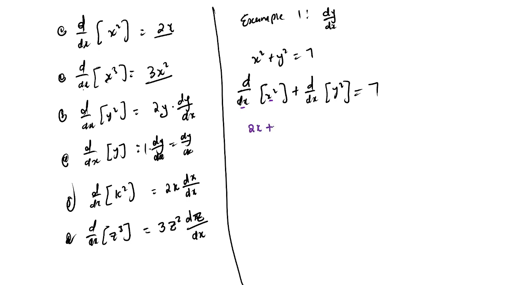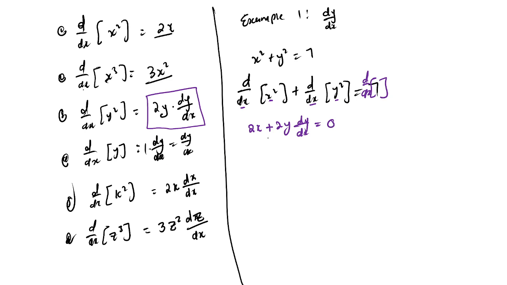Plus, now we are required to take the derivative of y with respect to x. So our answer is going to be 2y dy over dx, which is equal to, oh, we need to take the derivative of this guy as well. The derivative of 7 is just going to be 0.